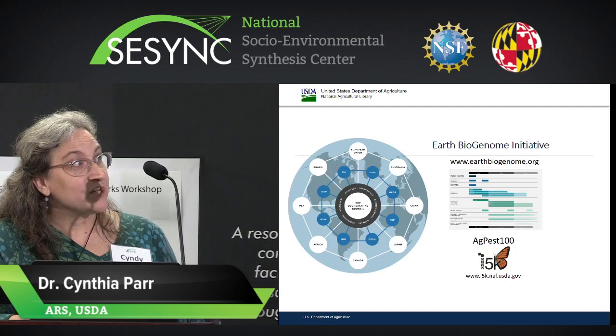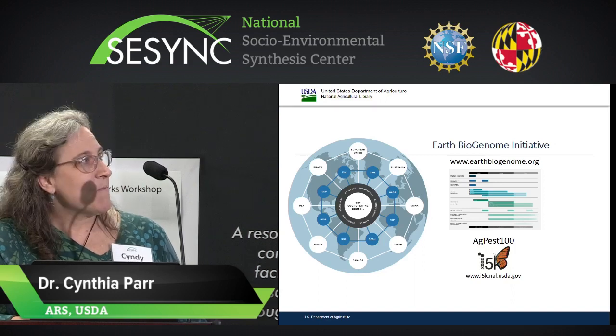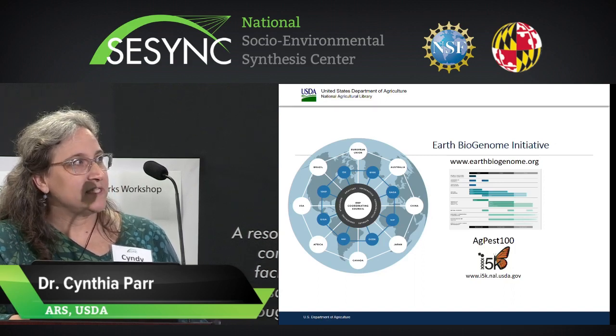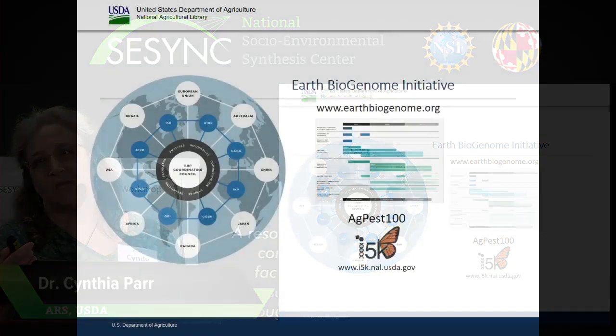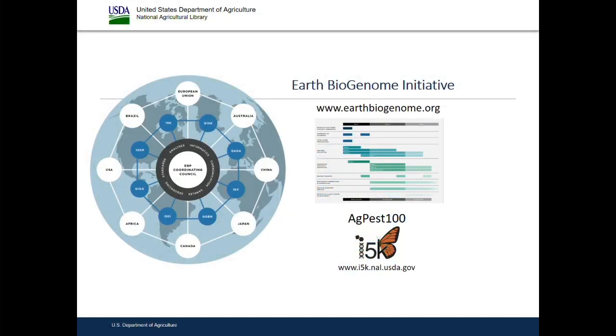They have very ambitious goals that I won't go into, but the point of this is that USDA's contribution here is going to be to provide resources to sequence 100 agricultural pests that are very important, and they've chosen to use the I5K workspace at NAL, which is an existing data product that they can then reuse to support this work. So they're not going to build new infrastructure, at least we're not. They're going to reuse something that was already in existence.